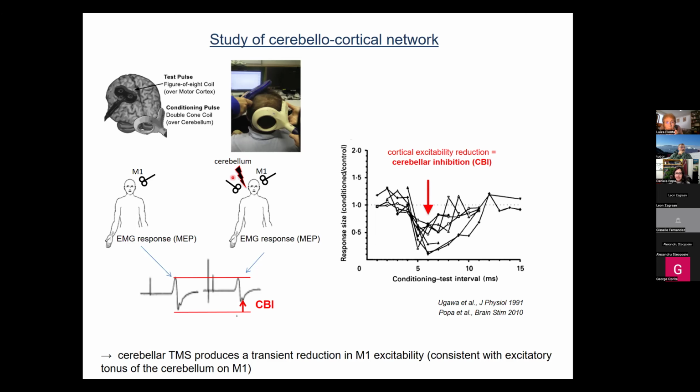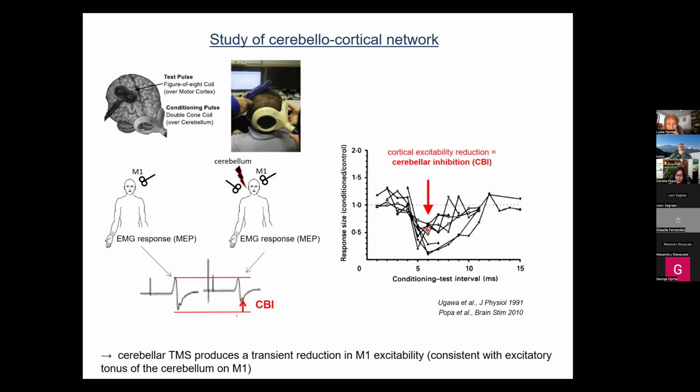Then we can stimulate the cerebellum and then the cortex, and we also record this motor evoked potential. And in this case, we'll see that there is a decrease. So this is called cerebellar inhibition, and this decrease depends on the delay between the two stimulations. So the cerebellum has to be stimulated before the cortex to obtain the CBI.